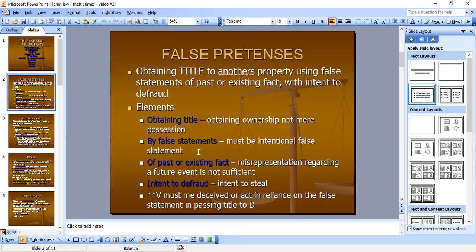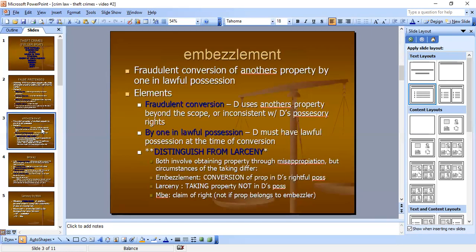Now in blue, I have the elements. And most of this on the side of the elements is for MBEs, things to watch out for on MBEs, okay? But the original rule is up here at the top for all of my theft crimes. Let's move on to embezzlement.